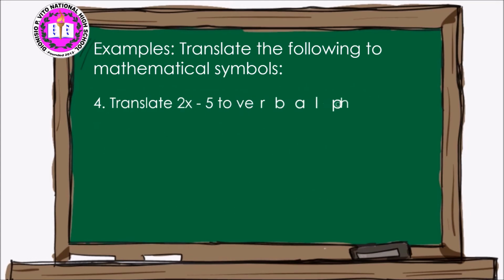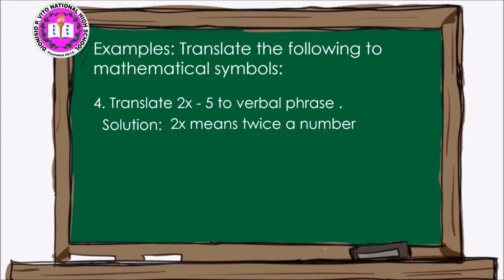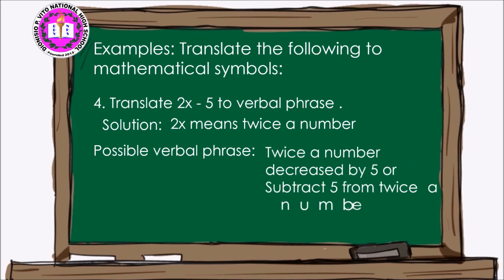Fourth example. Translate 2x minus 5 to verbal phrase. Our solution, 2x means twice a number. Possible verbal phrase that we have, twice a number decreased by 5, or subtract 5 from twice a number.